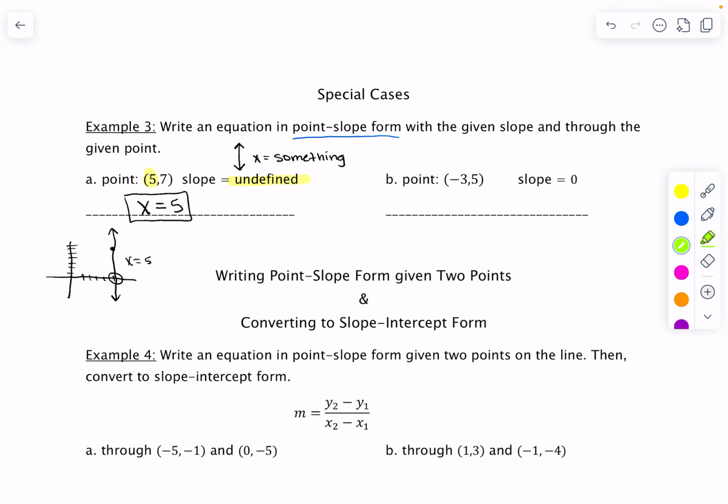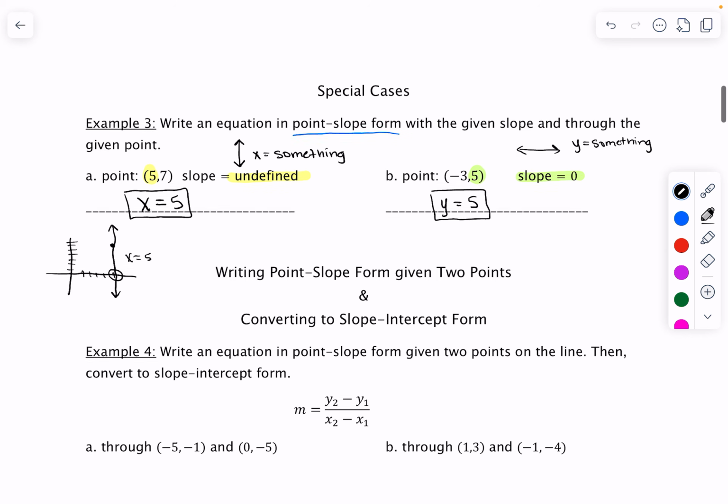The other example is also sort of a red flag. I see that my slope is 0. When slope is 0, that is a horizontal line, left to right, and that's always going to be y equals something. In this case, in my coordinate pair, y is 5, so my equation is just y equals 5. Even though the directions say write something in point slope form, we can't write vertical or horizontal lines in any form except x equals or y equals that value it's going through. So those are two special cases.